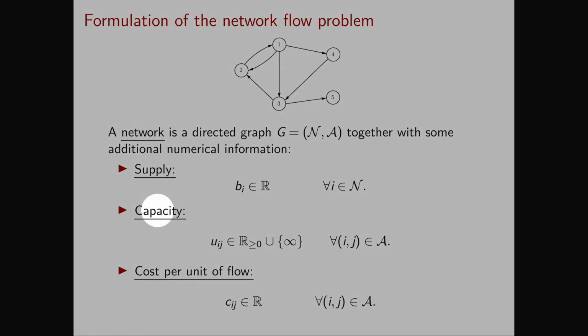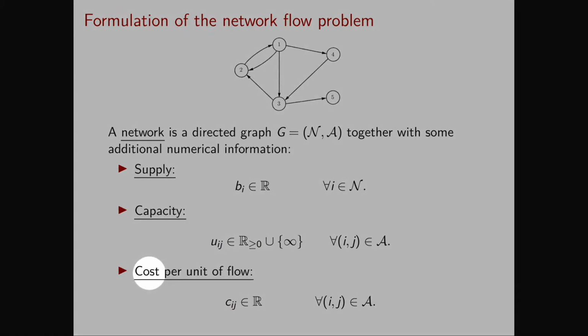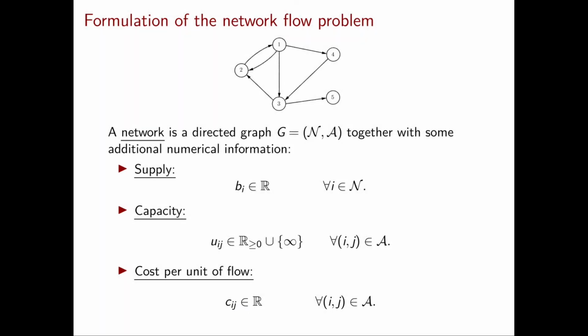Then we have the capacity. For every arc in our directed graph, the capacity is a non-negative real number U_ij. We also allow U_ij to be equal to infinity. Finally, the last numerical information that we need in the definition of a network is the cost per unit of flow. For every arc ij in our directed graph, the cost is a real number C_ij. In the following slides, we will use the definition of network together with supply, capacity, and cost per unit of flow to formally define the network flow problem.